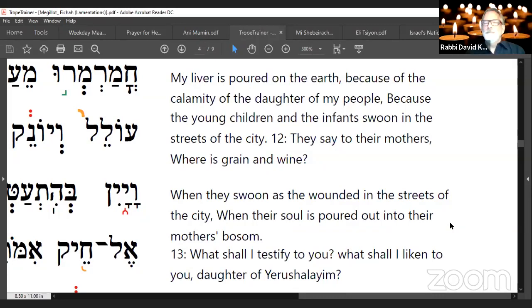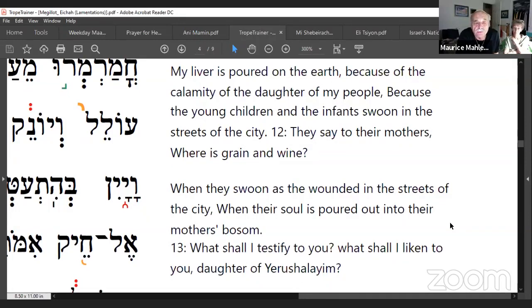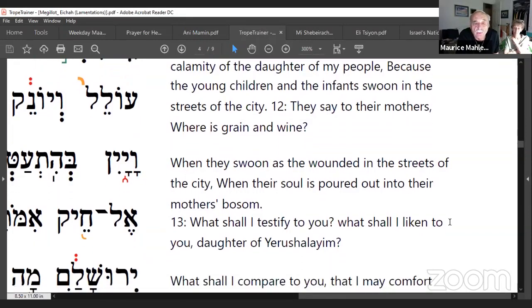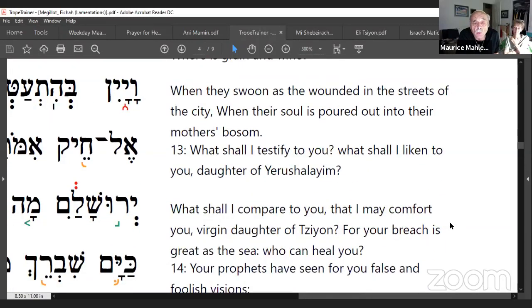Thank you. My liver is poured on the earth because of the calamity of the daughter of my people. Because the young children and the infants swoon in the streets of the city. They say to their mothers, where is the grain and wine? When they swoon as the wounded in the streets of the city, when their soul is poured out into their mother's bosom, what shall I testify to you? What shall I liken to you, daughter of Yisrael?